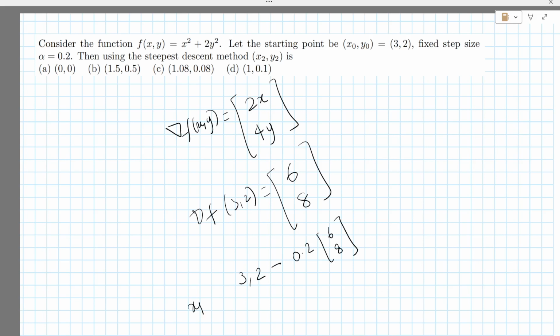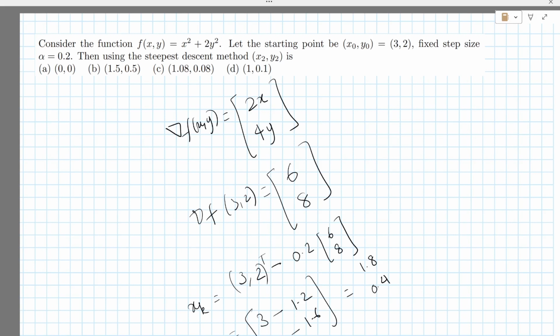is 1.8, and 2 minus 1.6 is 0.4. So this is x1 only, now we have to do x2.